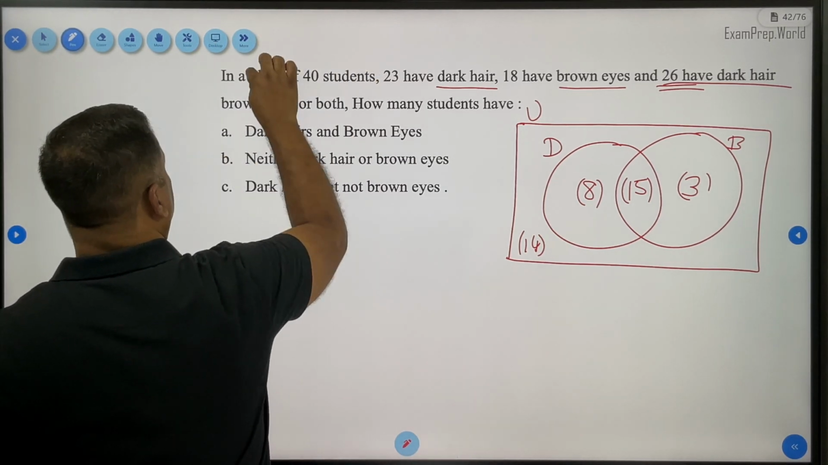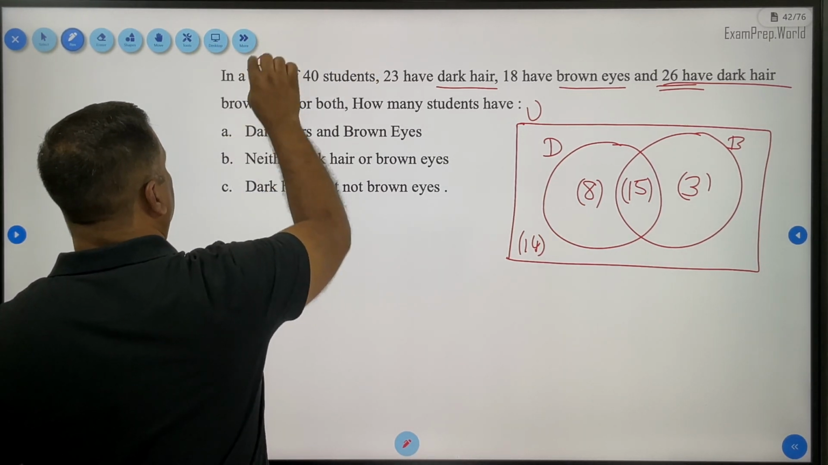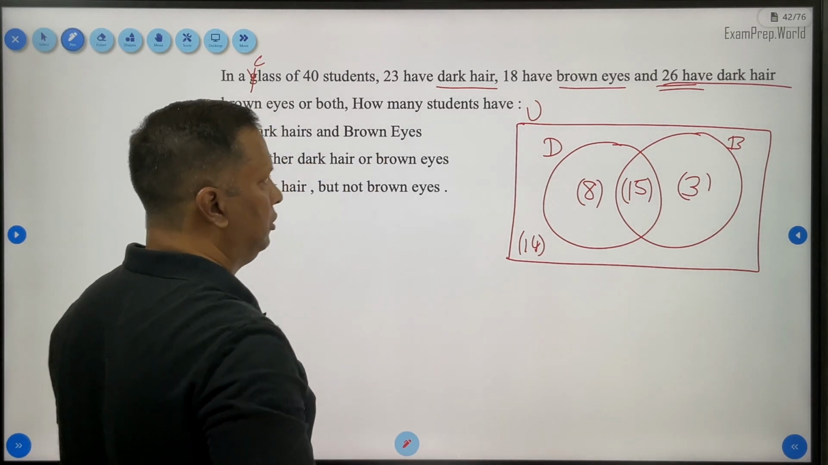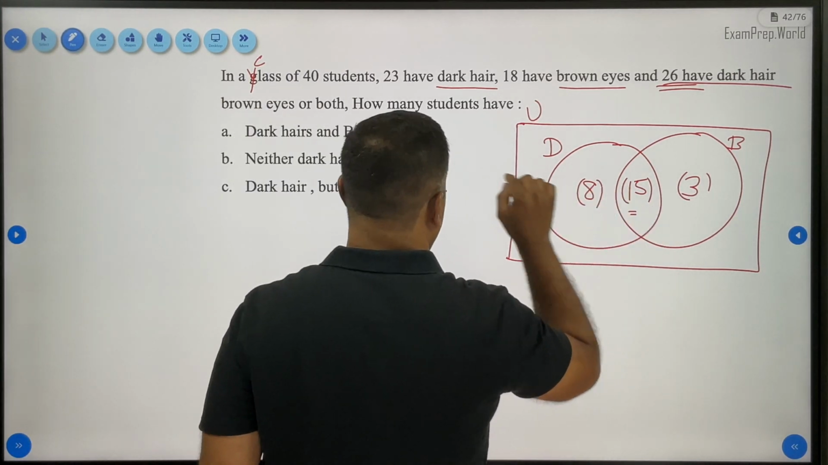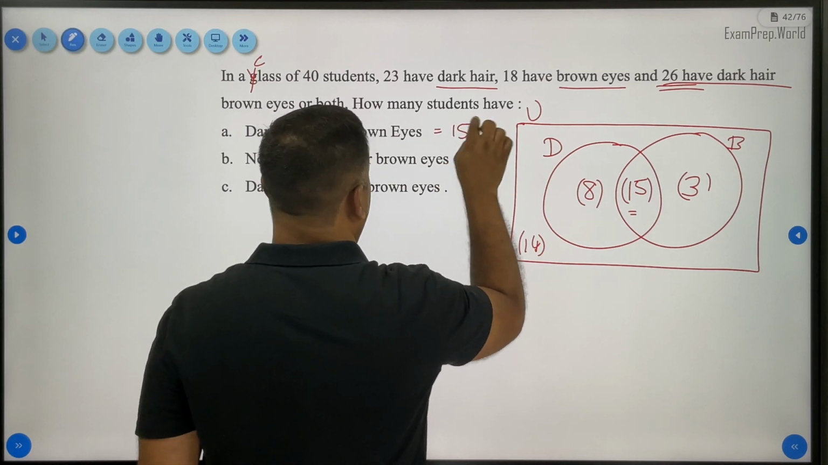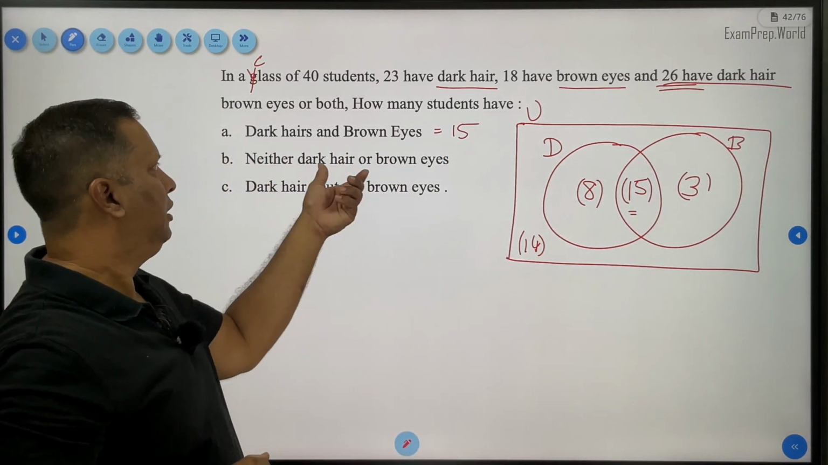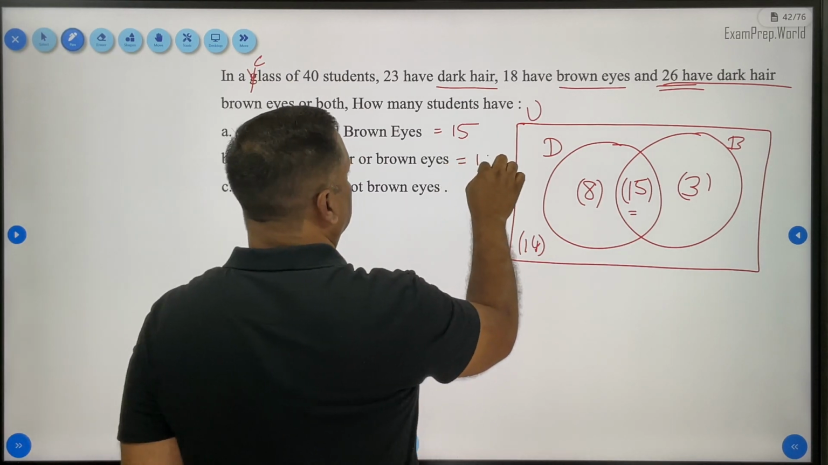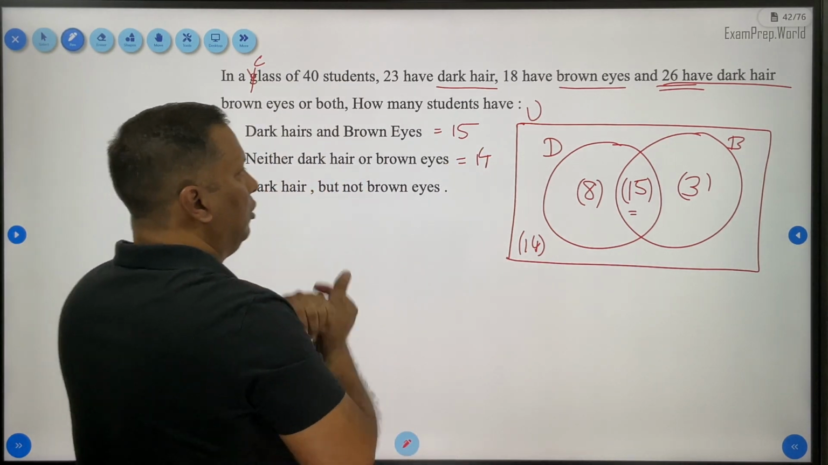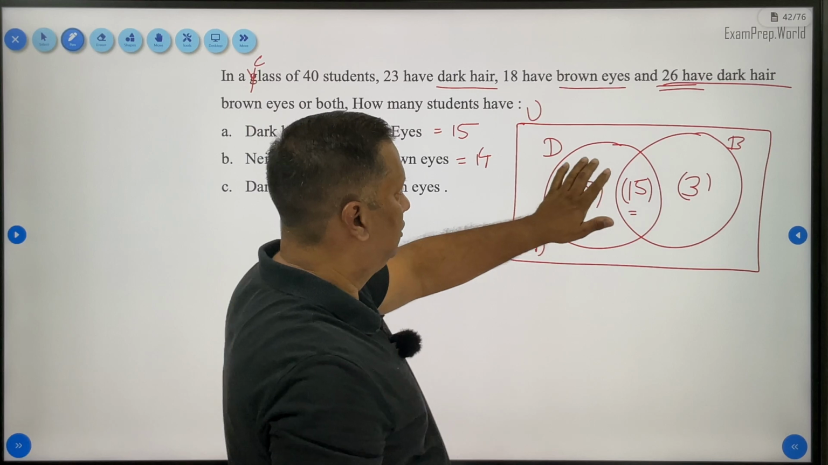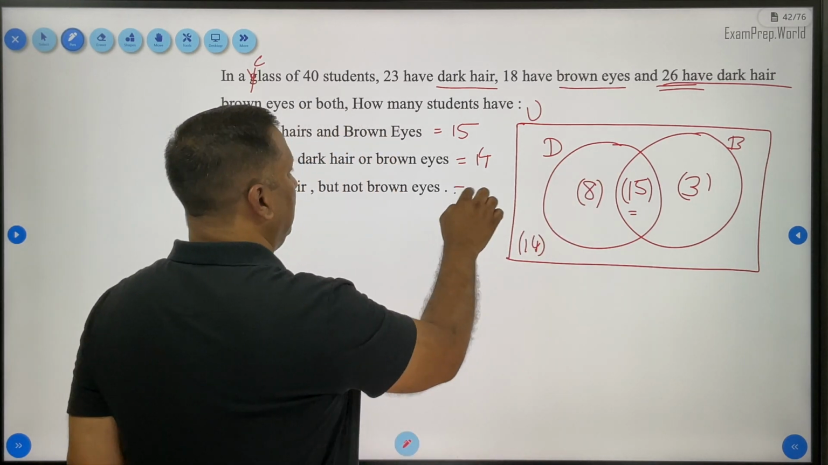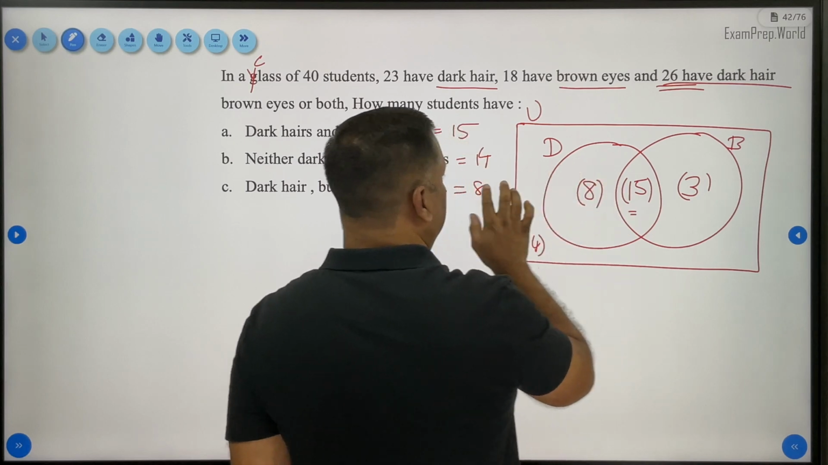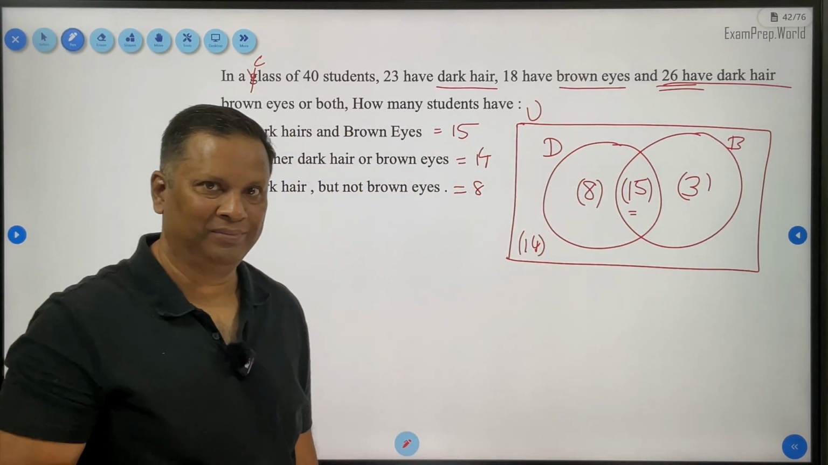Now, dark hair and brown eyes, both. So we already figured out this is 15, common area. Neither dark hair nor brown eyes, we also figured out that this is 14. Dark hair but not brown eyes, 8, only 8. Not brown eyes, cover this circle, you are having only 8. So that is your answer.